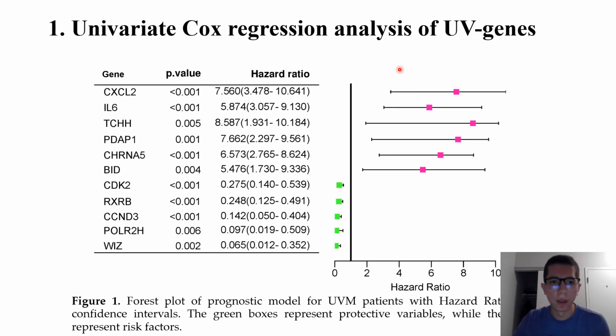So here are the results of the univariate Cox regression analysis of the UV genes, and you can see that these 6 genes are related to worse survival status, and the hazard ratios are quite high, from 5 to 8.5. And these other 5 genes are related to a better outcome. You can say that they protect against dying. I'm showing you only these 11 because they are associated with survival, but the ridge regression also assigned them a coefficient, so they are important for prognosis.